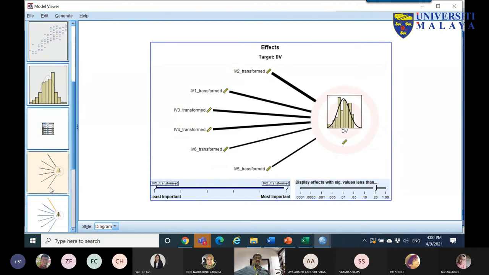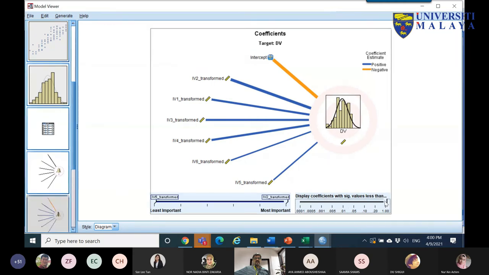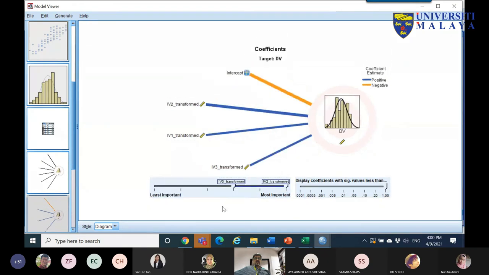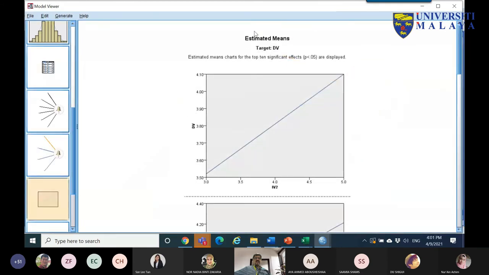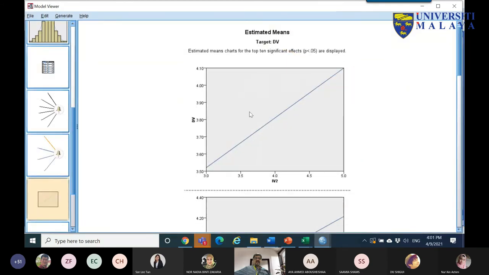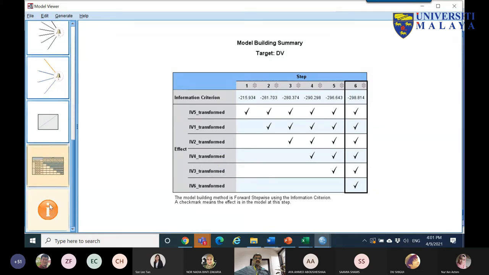It's very interesting. So this is another model based on the regression coefficient. So again, not just based on the p-value, you want to look at the most important coefficient. Almost they are the same. And of course, this is the estimated mean. And this is the stepwise result. The factors were transformed. The system built the model based on the transformed data.